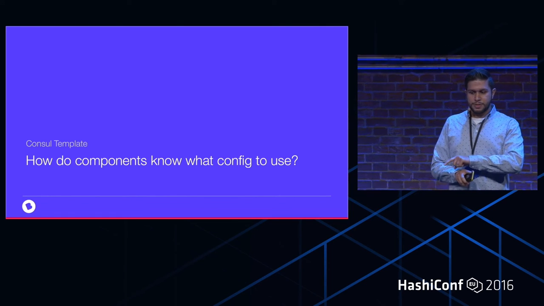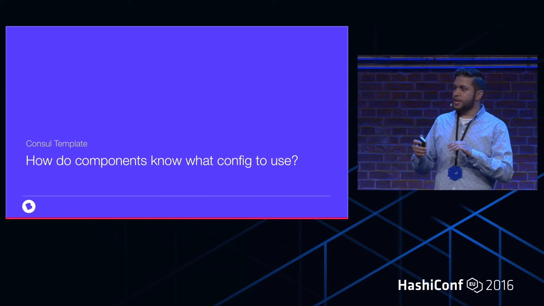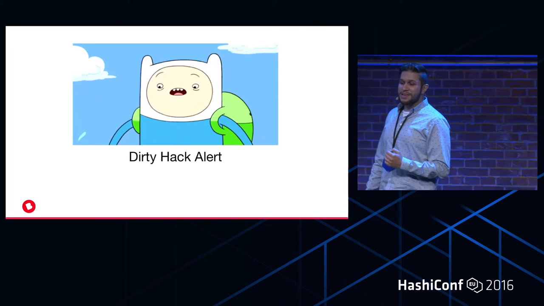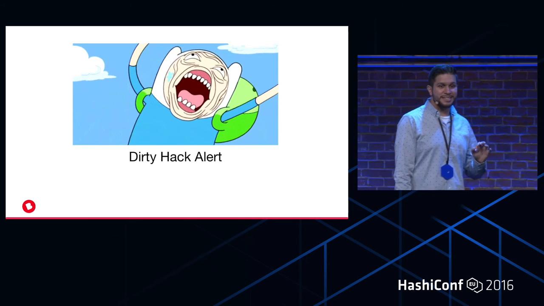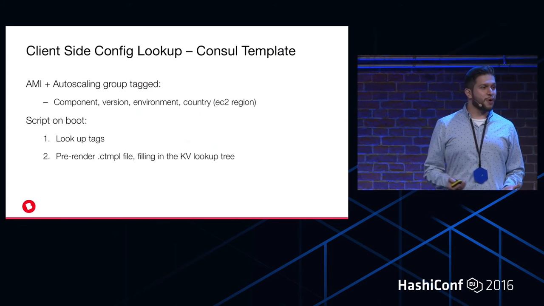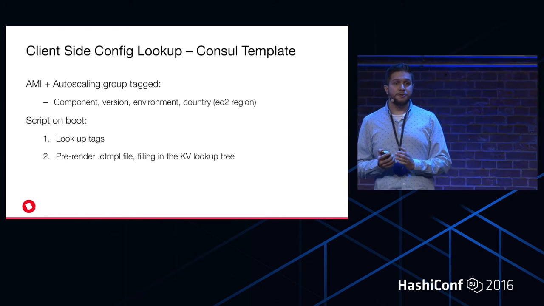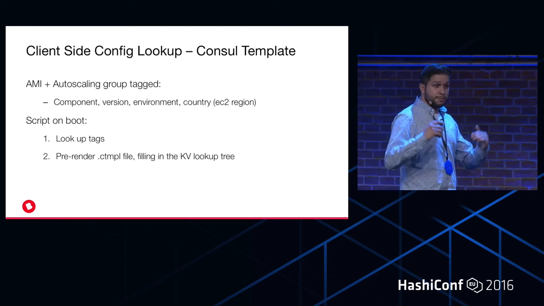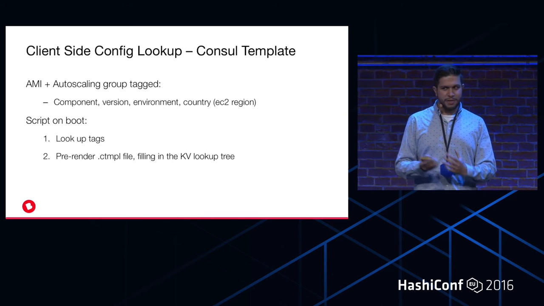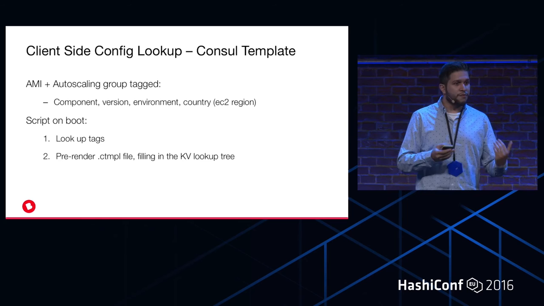But then on the other side of the story, how do components know which version of the config to use, what tree to look up their values from in console? Now, what I'm about to show you is a bit of a dirty hack. So if you have an aversion to slightly dirty solutions, please look away now. So what we actually do is we pre-render that template. So when we write the console template file to disk, we actually put placeholders into that file. And then on boot, we have a script that looks up the metadata, looks up the tags, and fills in the gaps, essentially, and then writes a console template file to disk, which then console template comes along, reads, and ultimately rewrites the correct config file for the components.